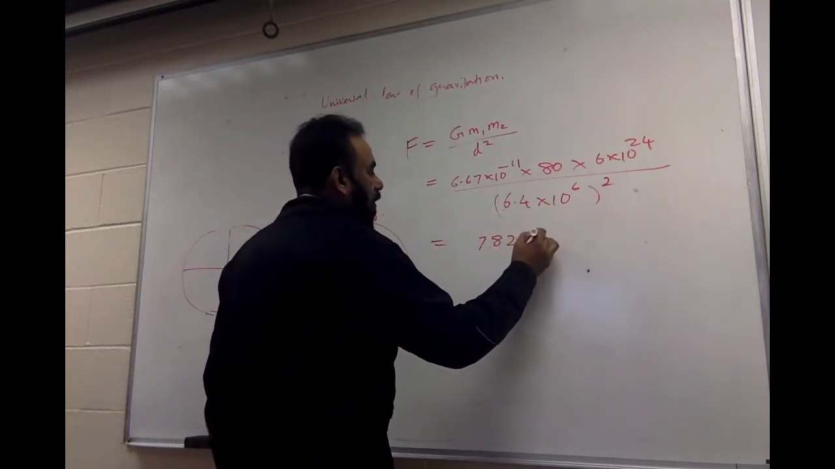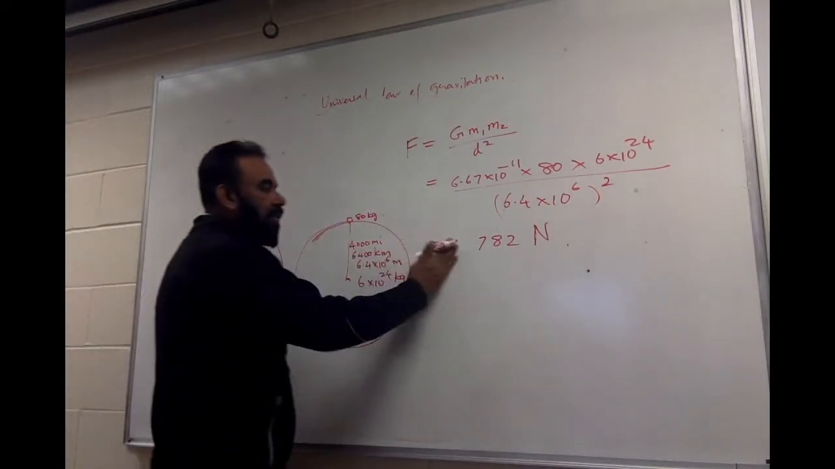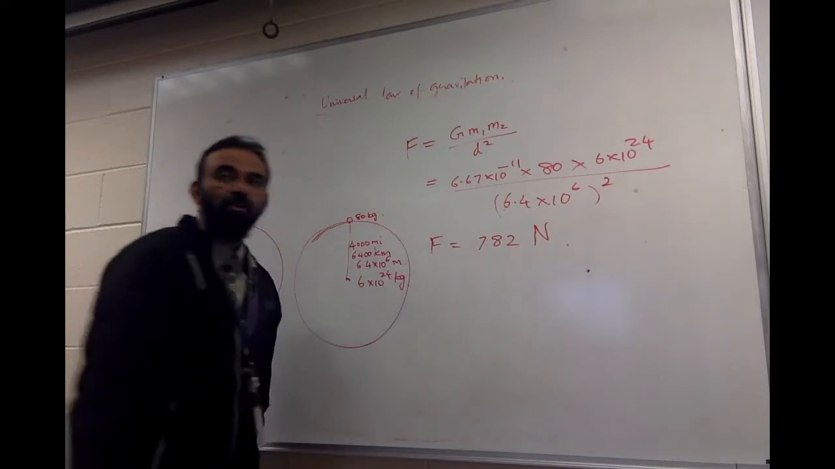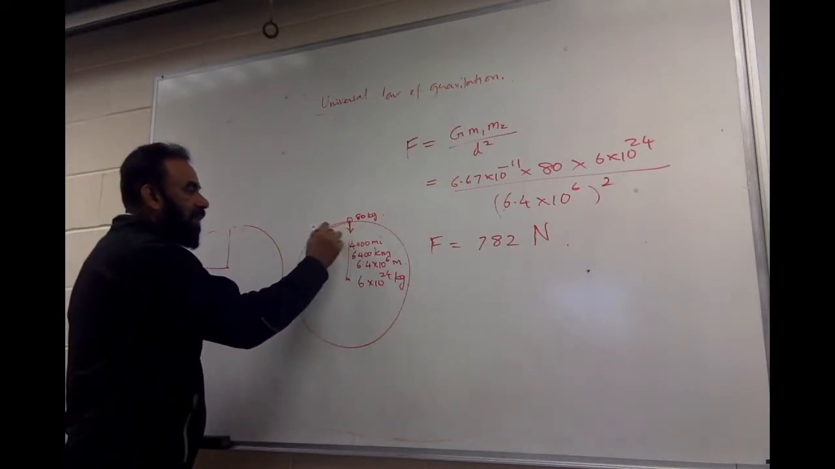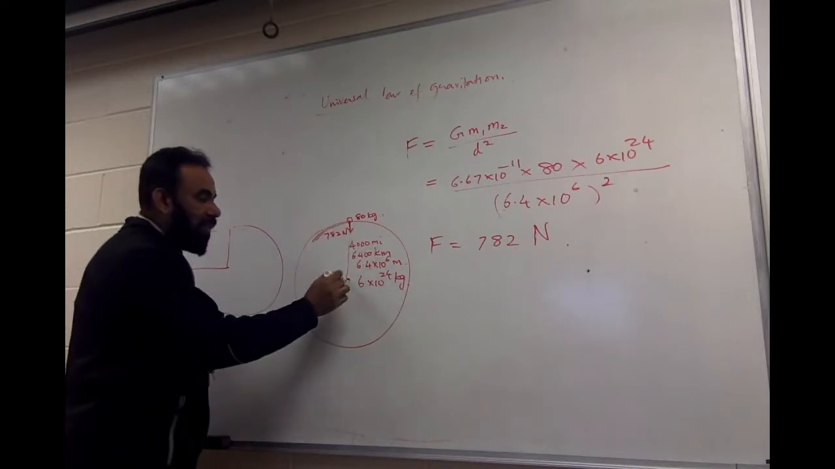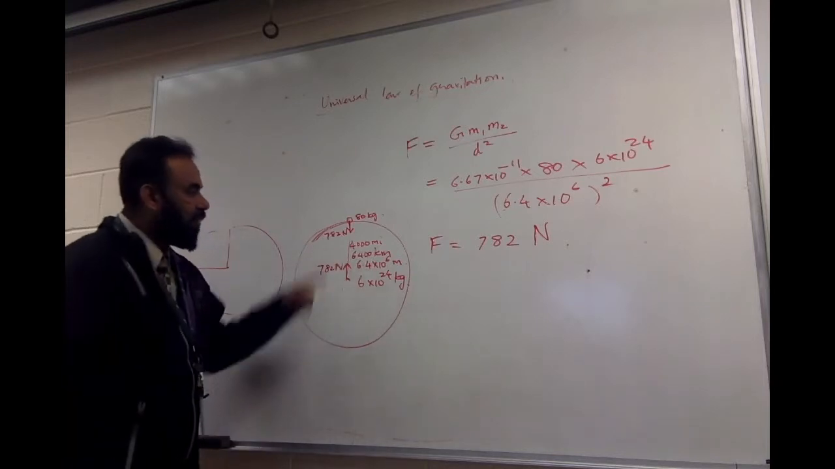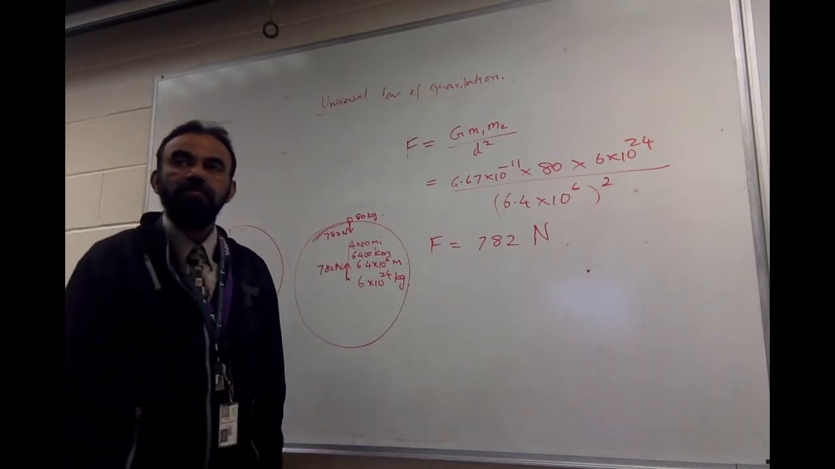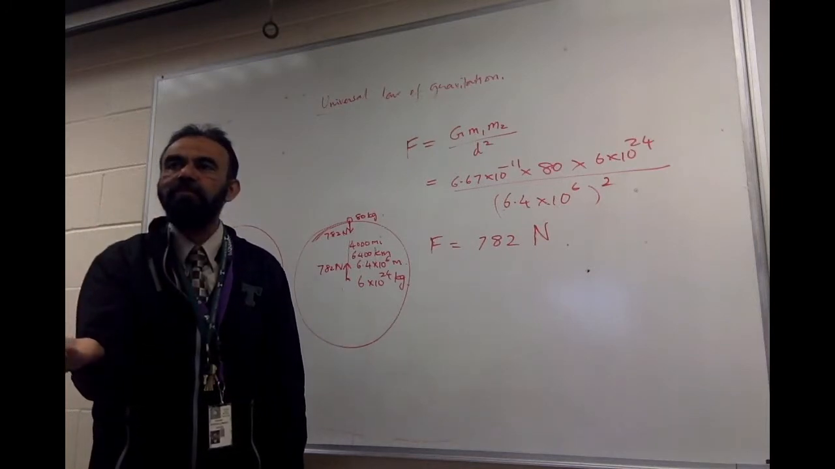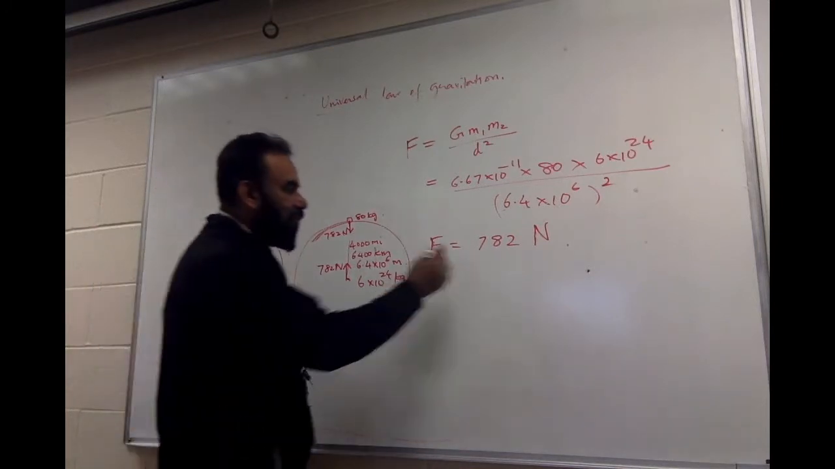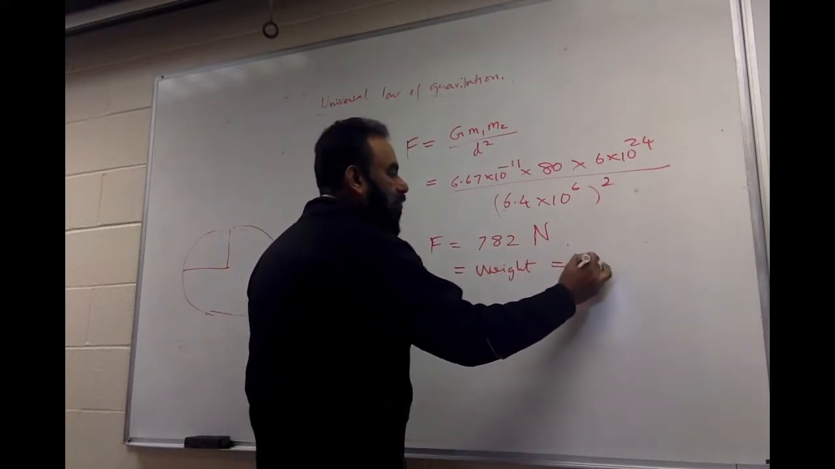781.6, so 782 newtons. The gravitational force acting on me is 782 newtons, which means I am being pulled downward with 782 newtons. How much am I pulling the Earth upward with? 782 newtons. What do you call the 782 newtons? The force with which Earth is pulling you. What is another term for it? Mg, weight. So this is the weight.